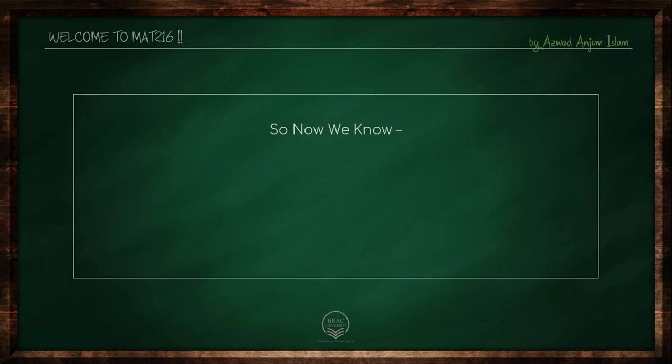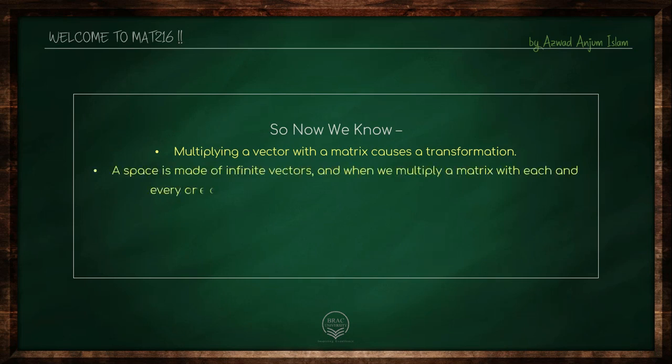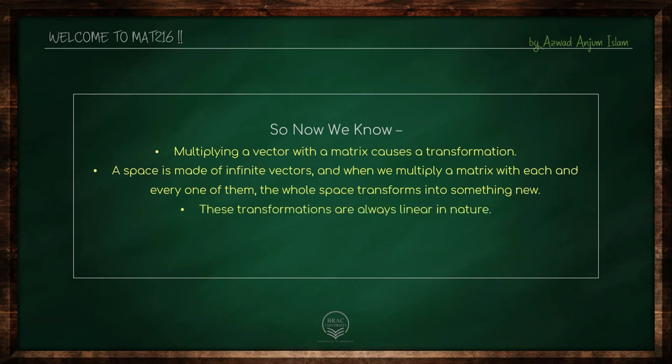So let's update our list of what we know. We know that multiplying a vector with a matrix causes a transformation. We know that a space is made of a lot of vectors. A space is basically a collection of vectors. And when we multiply the matrix with all of those vectors, we basically transform the whole space into something new. We also know that these transformations are always going to be linear in nature when I'm multiplying with a matrix. We have proved that in our last lecture.